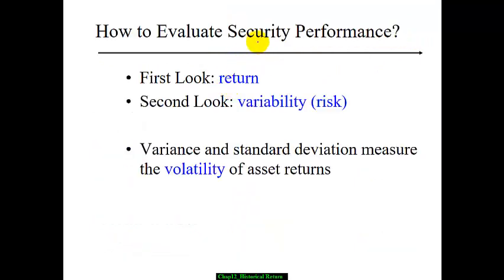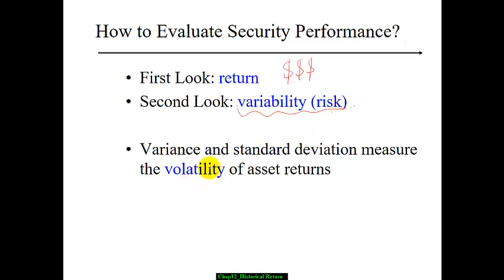Another aspect of security performance evaluation is how risky they are. We do want more returns, but we also want to stay away from risk, right? So the second aspect of performance measure is the variability, or risk.